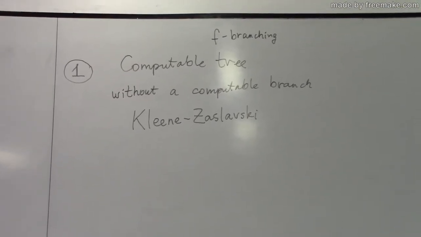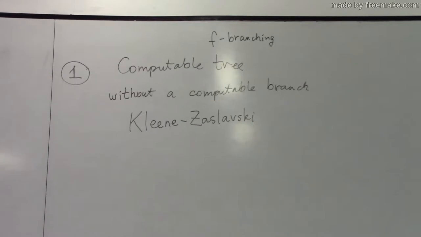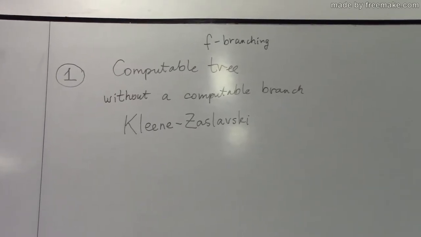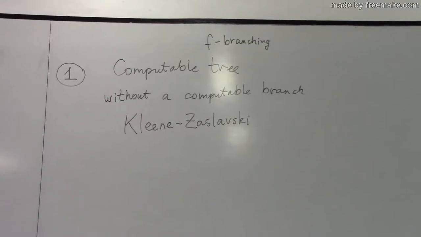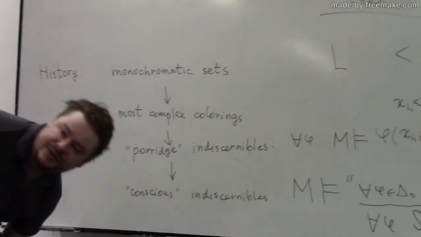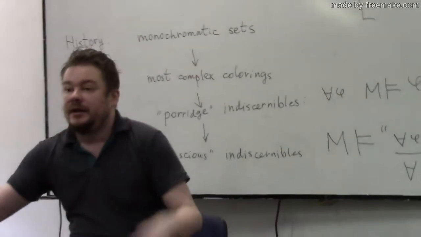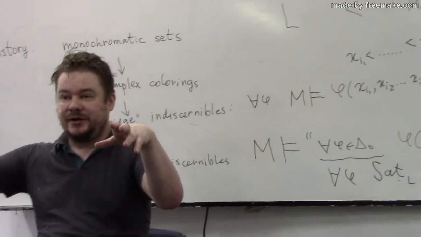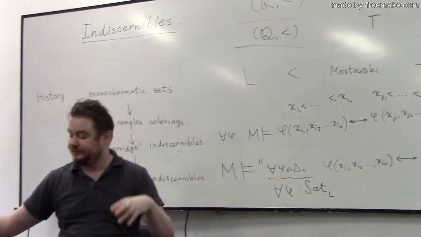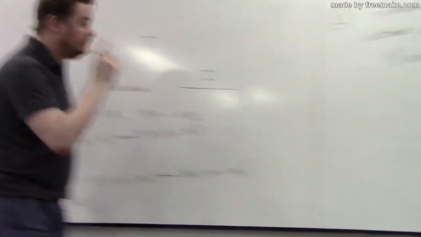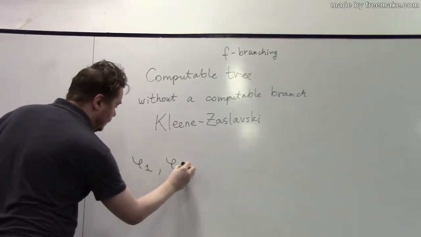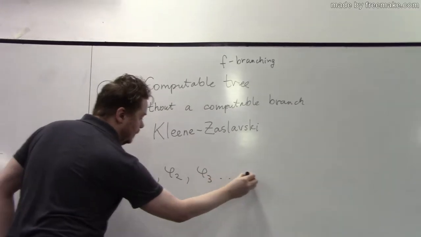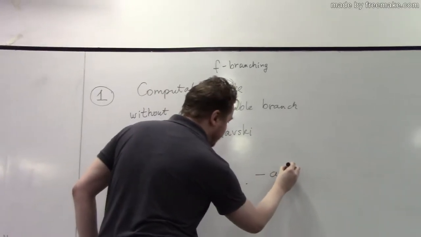I googled it instead of remembering how it was. And the constructions are complicated. And why are they doing that, if there's a clear logical example? Look at this tree. Enumerate all closed arithmetical formulas.